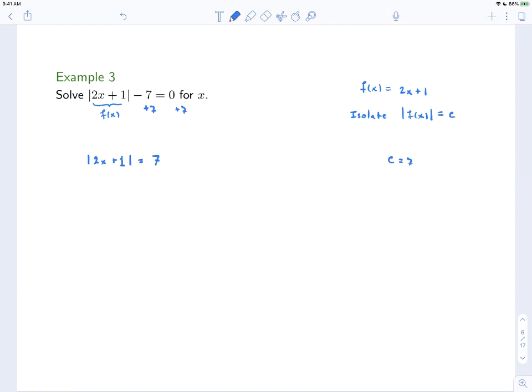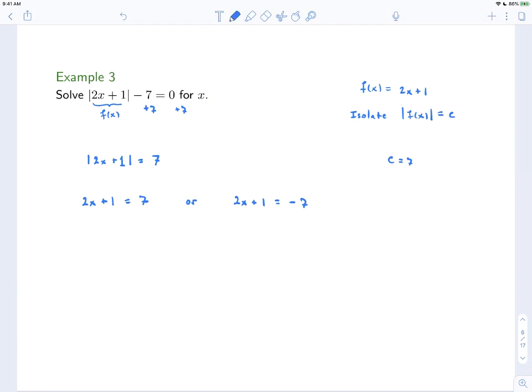So we're going to break this up into two cases. So either 2x plus 1 is equal to 7, or the other option is that 2x plus 1 is equal to the opposite of 7. So remember that the absolute value is measuring the distance from 0. So this quantity 2x plus 1, the distance away from 0 is 7. So if it's 7 units to the right of 0, that means it's equal to 7. But if 2x plus 1 is 7 units to the left of 0, then 2x plus 1 is the opposite of 7, or negative 7.